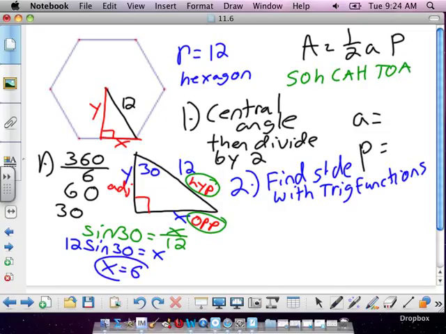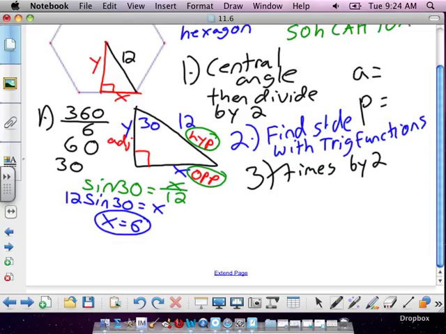No. Step 3: times by 2. So my side is 12. Side equals 12.